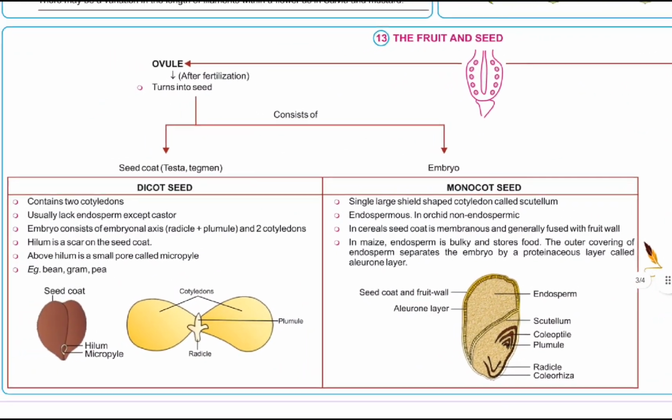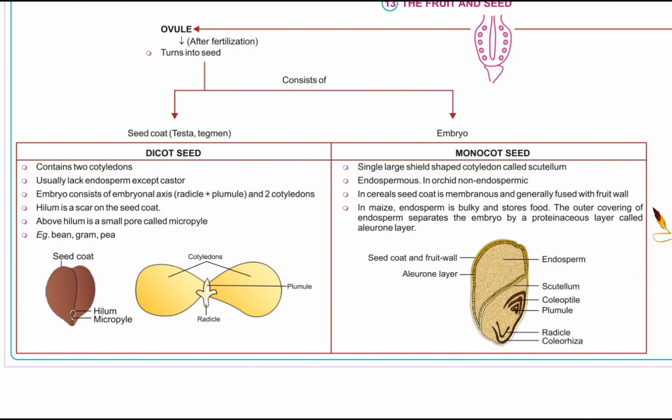The fruit and seed. The ovule after fertilization turns into a seed. It consists of seed coat, testa and tegmen, and embryo. Dicot seed contains 2 cotyledons. It usually lacks endosperm except castor. The embryo consists of an embryonal axis, radicle plus plumule, and 2 cotyledons. Hilum is a scar on the seed coat. Above the hilum is a small pore called the micropyle. Examples: bean, gram and pea.